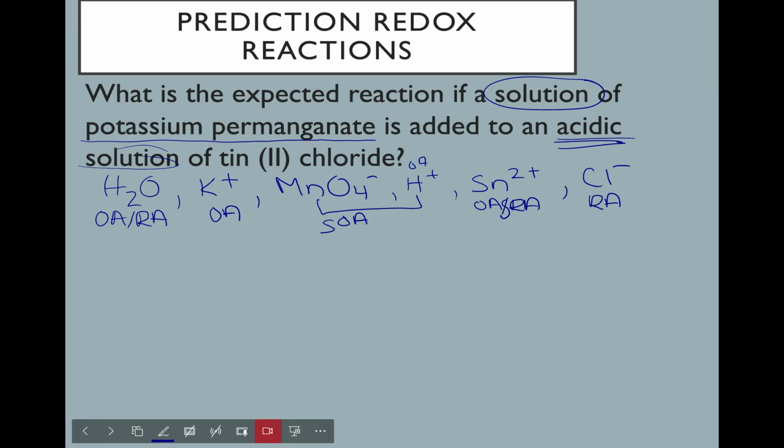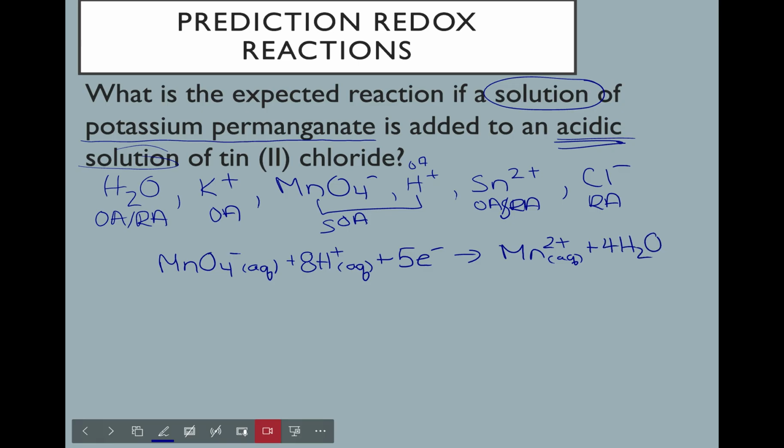So for the reduction reaction, you can write that down from the table exactly how you see it. So MnO4 negative plus 8 hydrogens. I'm not doing anything here but copying down the half reaction from the data booklet. And that will give us our products plus 4 water molecules.